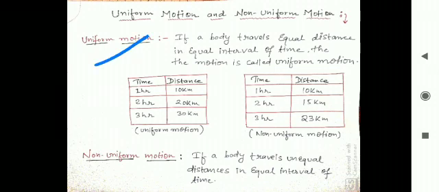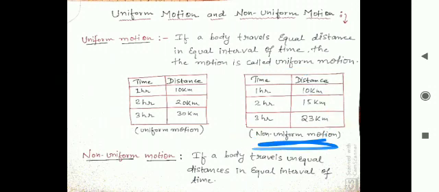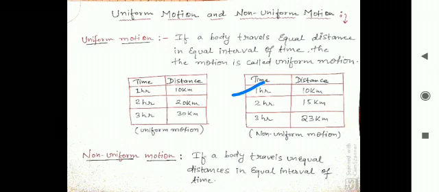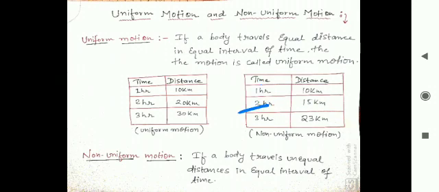Now come to non-uniform motion. If a body travels unequal distances in equal intervals of time, means the body travels unequal distances, but the time gap will be equal. See here, this is the chart for non-uniform motion. So you see here, the time we have taken is 1 hour, then 2 hours, then 3 hours. In the first hour, the body has traveled a distance of 10 kilometers, but in the second hour, the same body has traveled a distance of 15 kilometers.